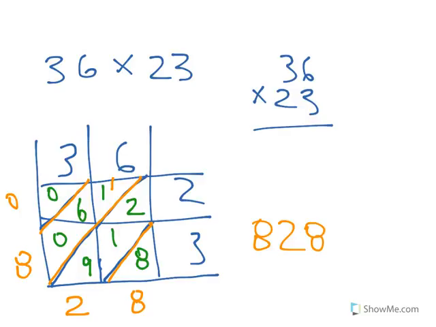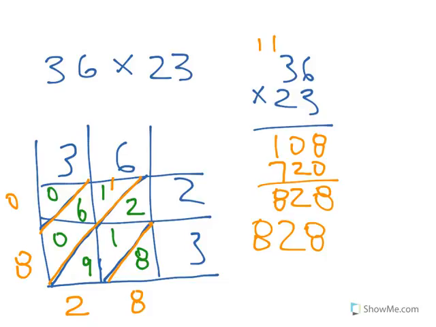So let's just see if that works. 3 times 6, that's 18. 3 times 3, that's 9, plus 1 more, that's going to be 108. Now we're multiplying by tens, so that's why with the 2 I add the 0. 2 times 6 is going to be 12. Carry the 1 again. 2 times 3, that's 6, plus 1 more is going to be 7. And check it out, when I add them up together, I end up with the exact same number. It's just done a different way.